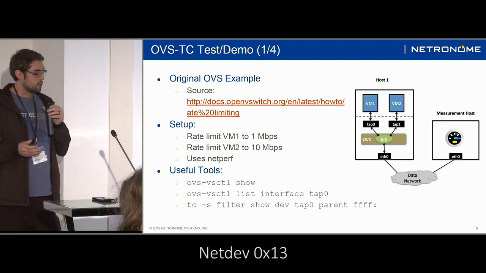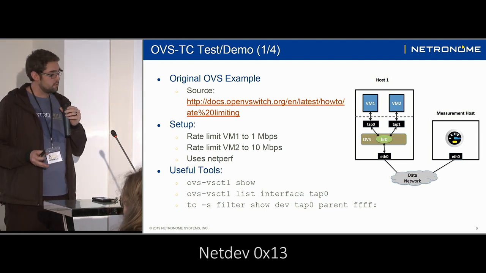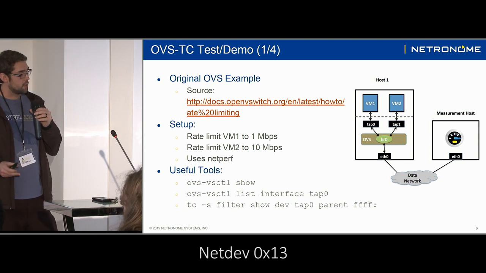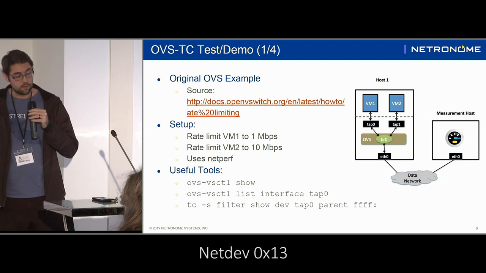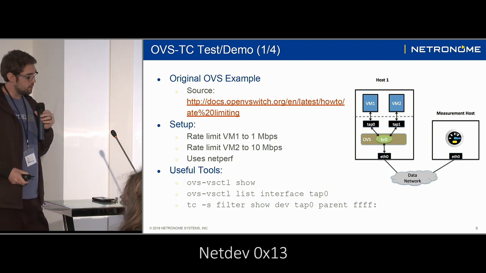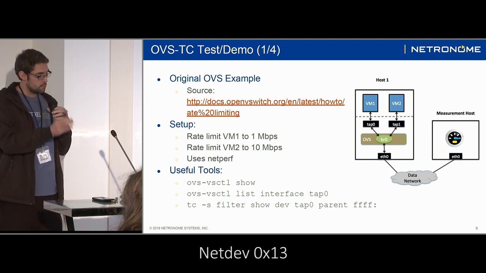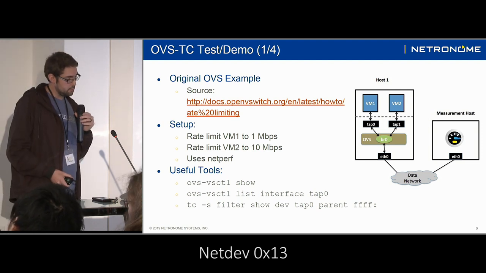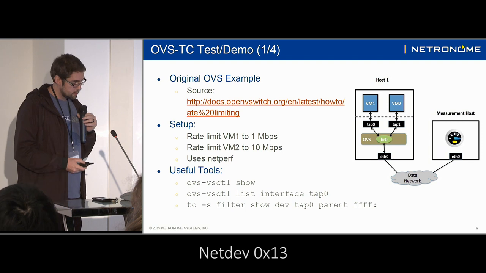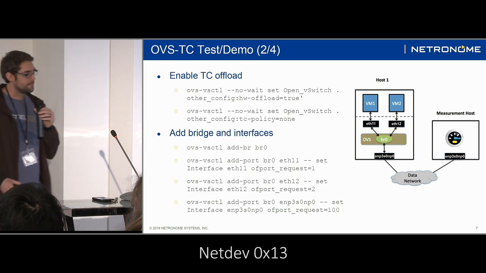But essentially what we're going to do here is set up two VMs. We're going to rate limit VM1 to 1 megabit per second and VM2 to 10 megabits per second. Then we're going to use netperf to confirm those results. And then there are some useful tools that we use along the way. Some of my favorite ones.